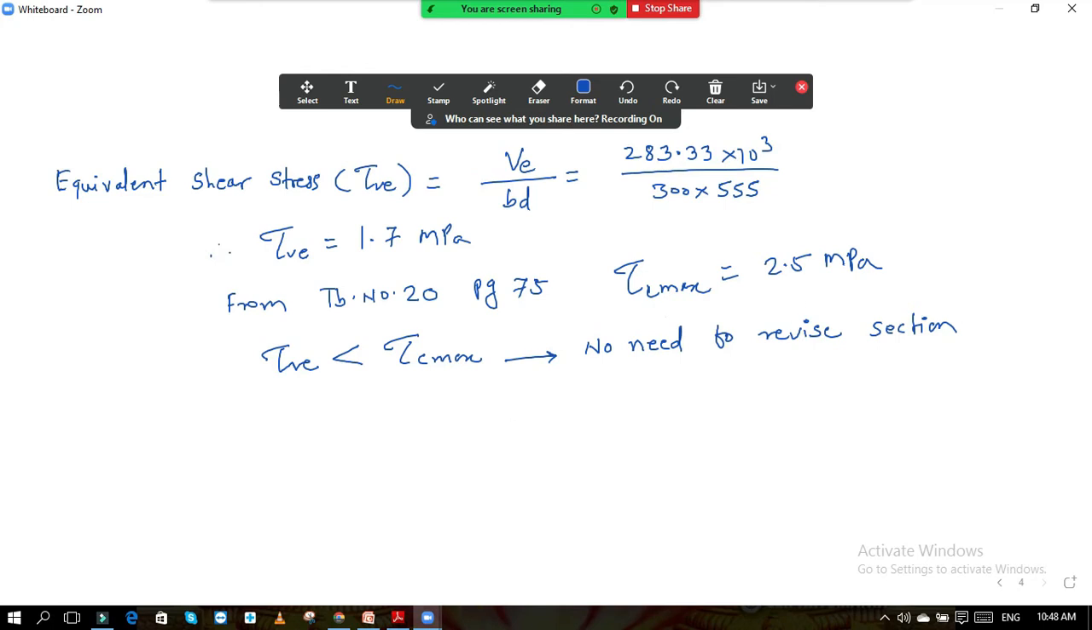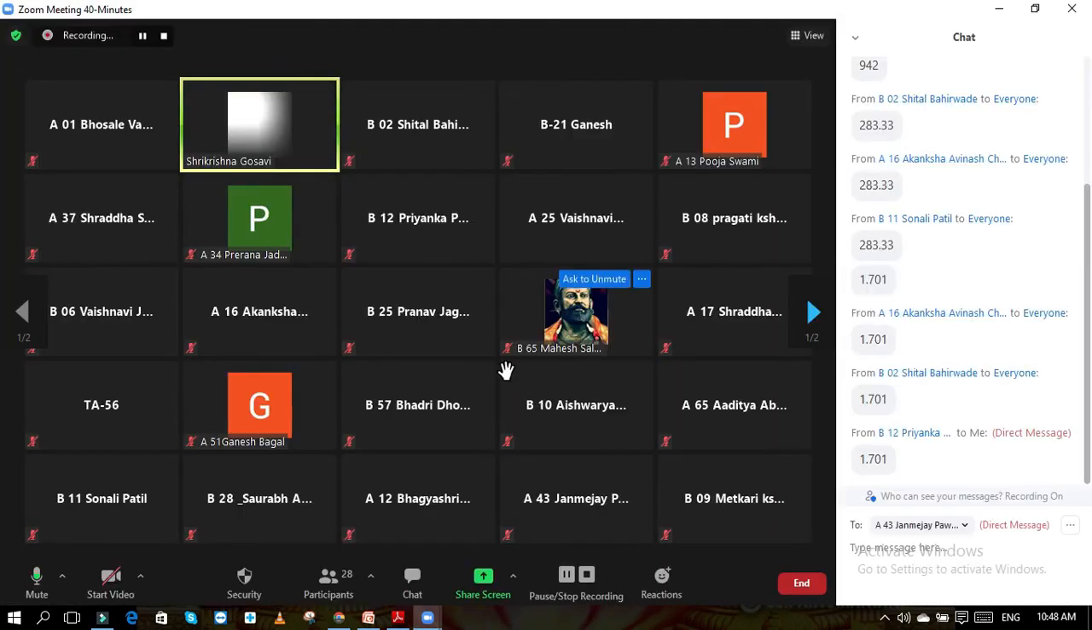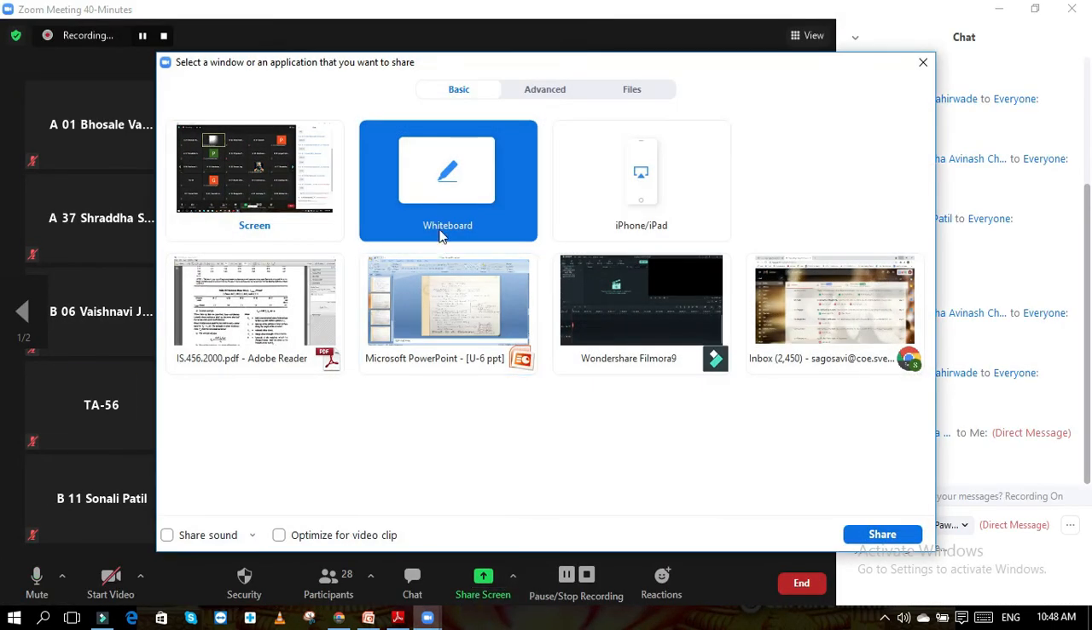Okay, so this is about the section revision. So now there is no need to revise the section, so our section is perfect now, 300/600. Now again we will move to the IS code. Okay, sorry, IS code here.